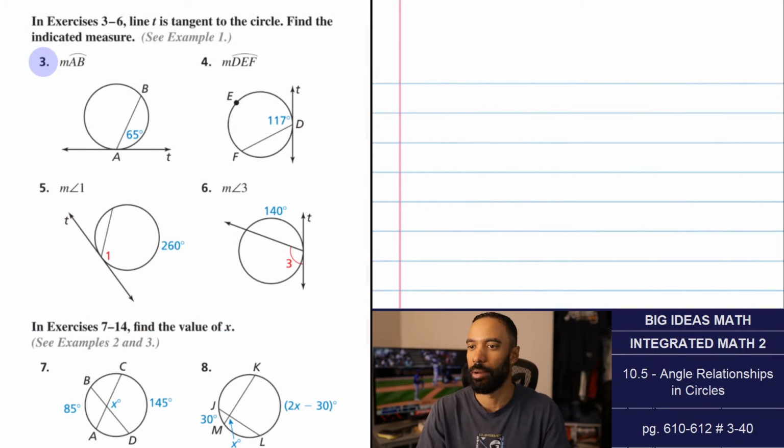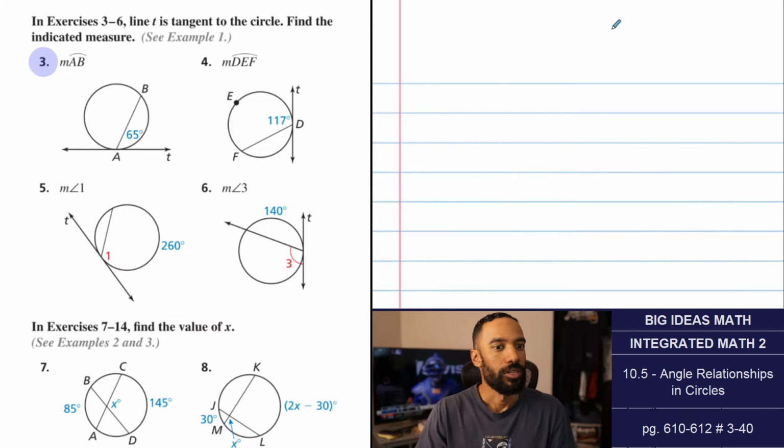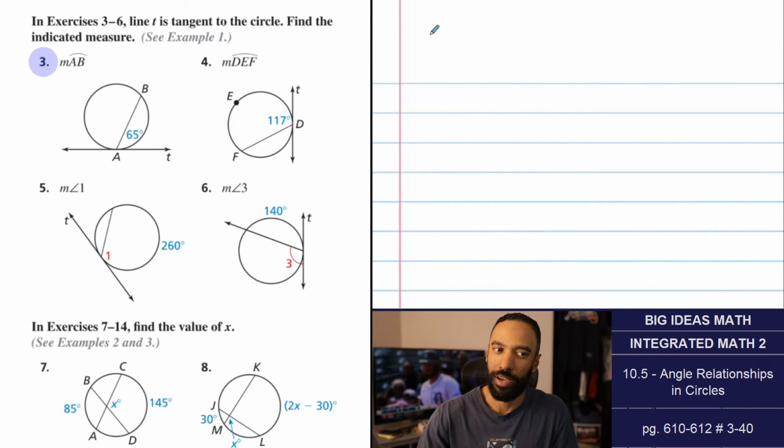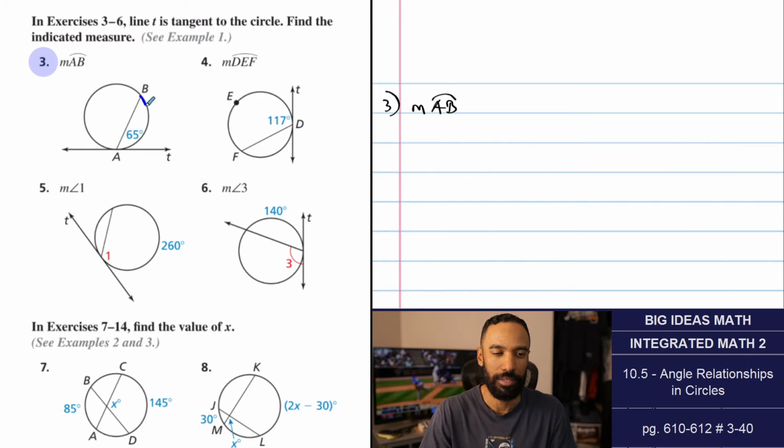Let's start with numbers 3 through 6. Line, let's pop this up. Line T is tangent to the circle. Find the indicated measure. So you can treat these as inscribed angles. I want to find the measure of arc AB. A lot of times I'll be playing with stuff on the screen over here. Arc AB is this guy.